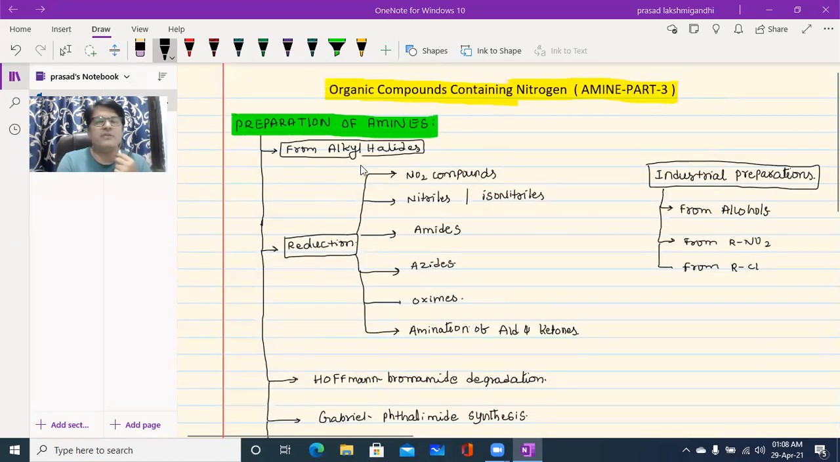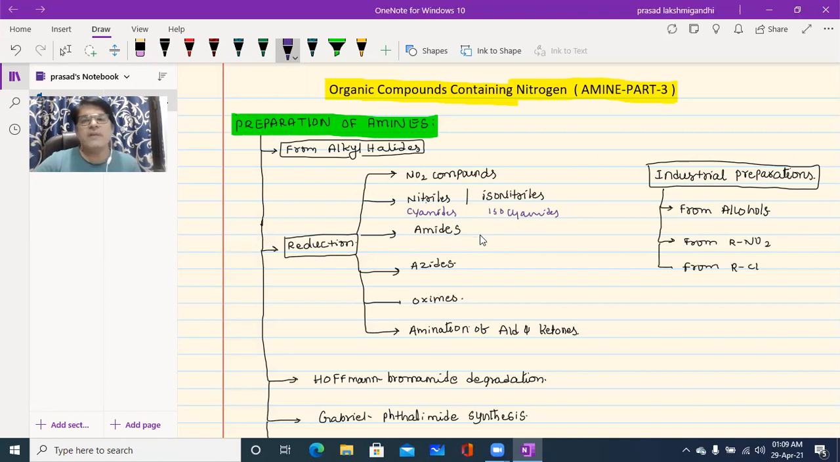Let us check the first one, from alkyl halide. Next, the reduction reactions. All the reduction reactions I have taken in the same place, like from nitro compounds, from nitriles, and from isonitriles. What does nitriles mean? Nitriles are nothing but cyanides, isn't it? What is the prefix? The functional group is nitrile only. Next, isonitrile, what do we say? The isocyanide. Isocyanides.